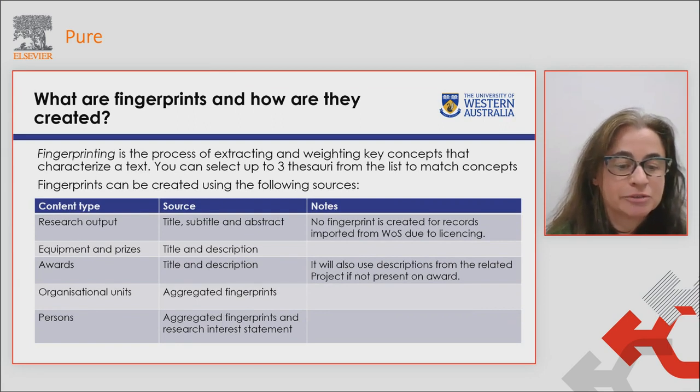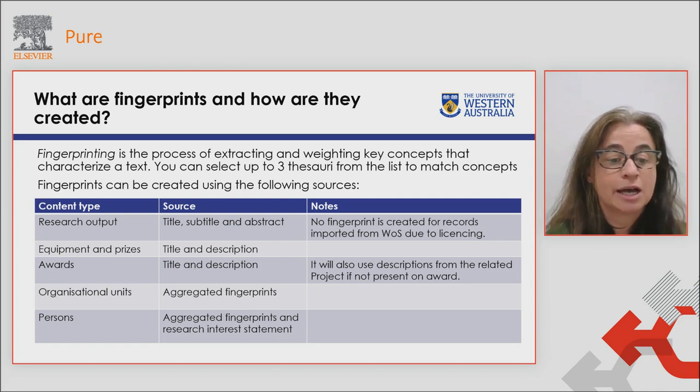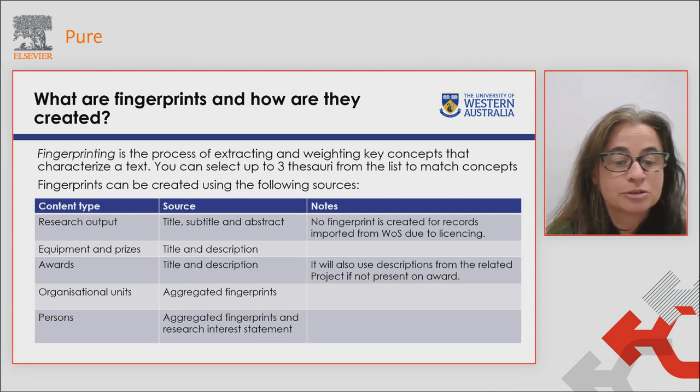Fingerprinting is the process of extracting and weighing key concepts that characterize a text. Up to 3 thesauri are selected from the list to match concept terms. Fingerprints are created from different fields, depending on the module, and they have a variable ability to be configured.